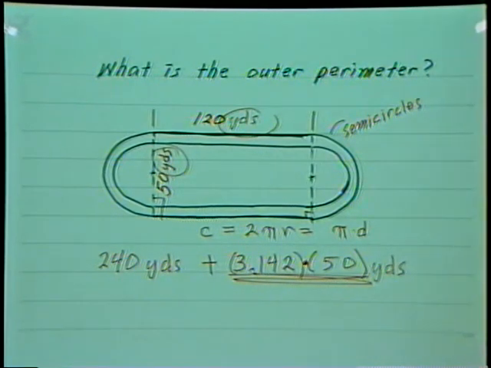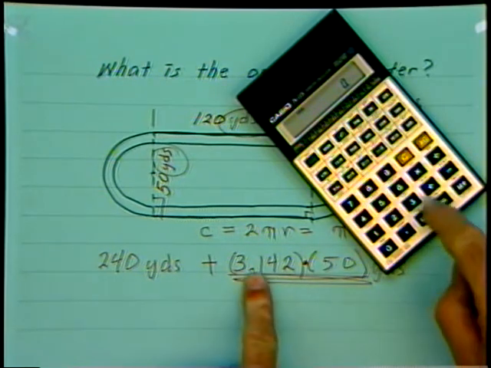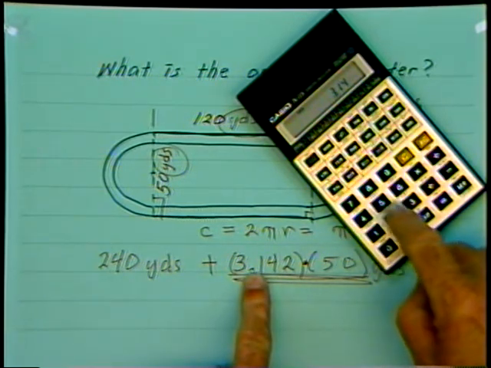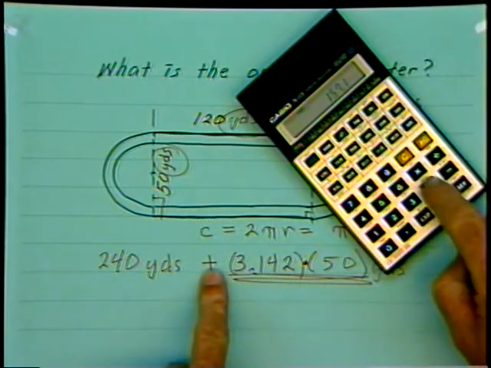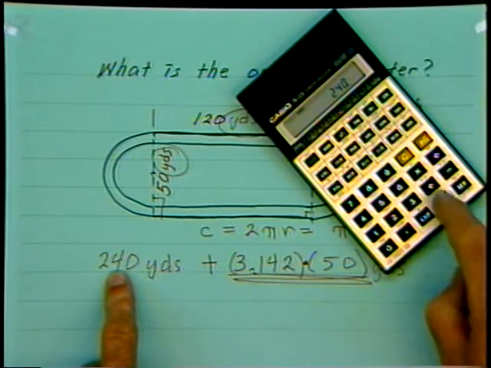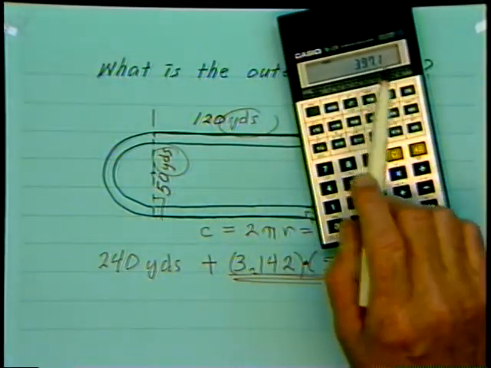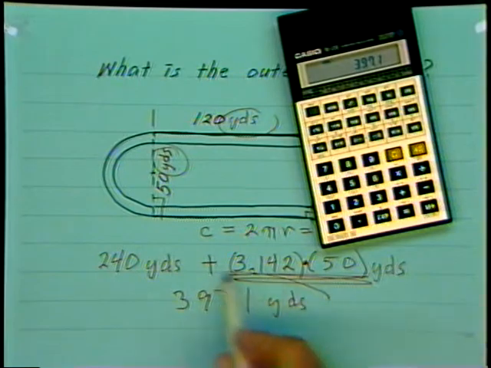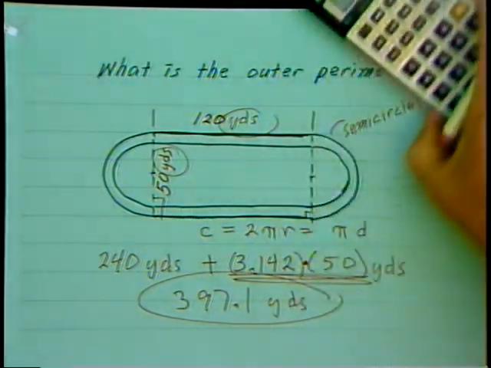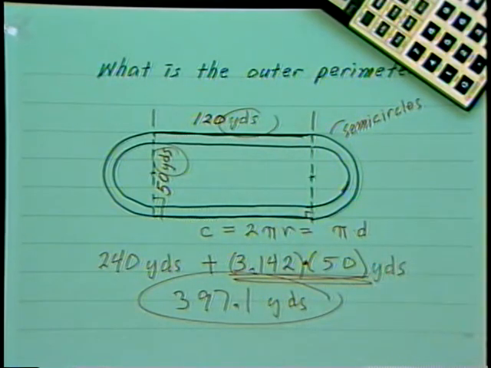And again, usually in problems of this type, you're going to do the work on the calculator. So 3.142 times 50 added to 240, and to the nearest tenth, if that's what's desired, I have 397.1 yards distance all the way around this athletic field.